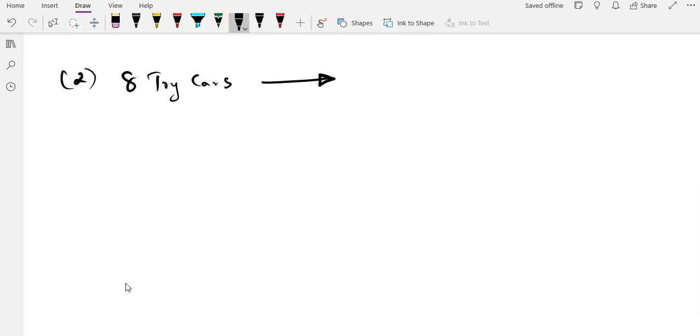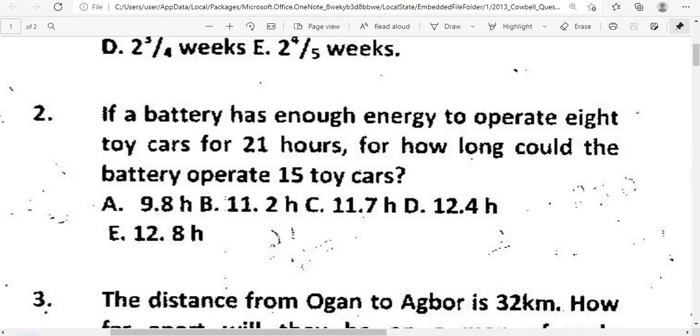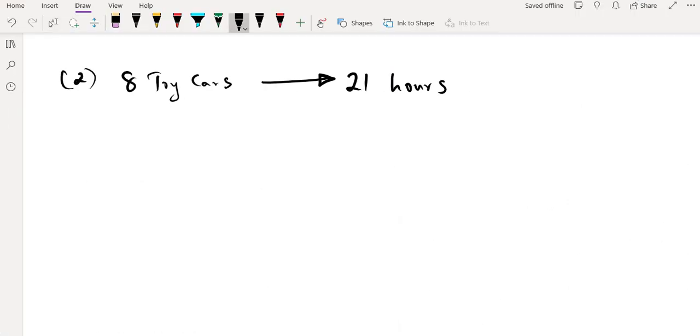8 toy cars operated for how long? 21 hours. Okay. Now, the question is saying, for how long could the same battery operate 15 toy cars? So if we have 15 toy cars, now the question we'll ask ourselves is, did the number of toy cars increase? Yes. The duration the battery will last, will it increase or decrease? Decrease. Because you have added more toy cars, the battery will die quicker. So what kind of proportion is that?